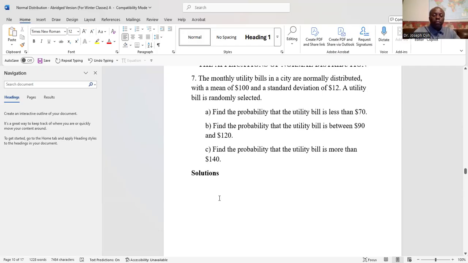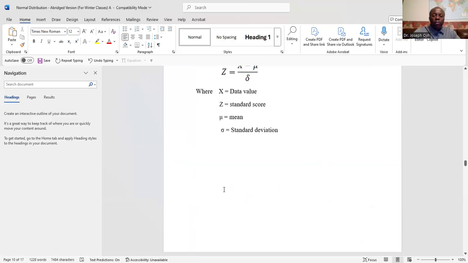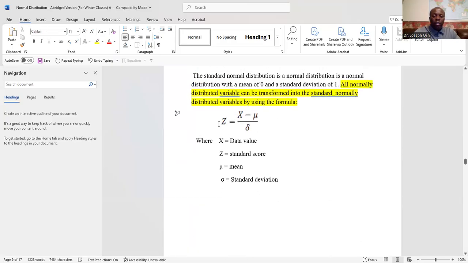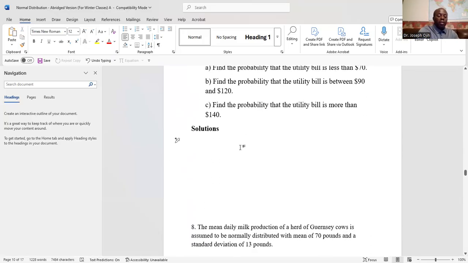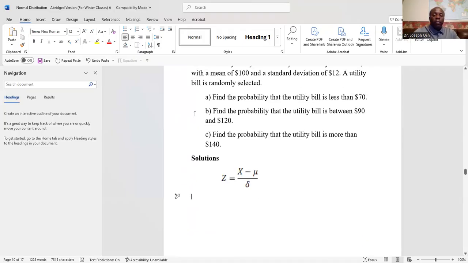Okay. The first thing you do is to transform it using this formula here. Let me copy this formula. That's the formula we're using for transformation. I'm going to paste it right here. And then we go from there.